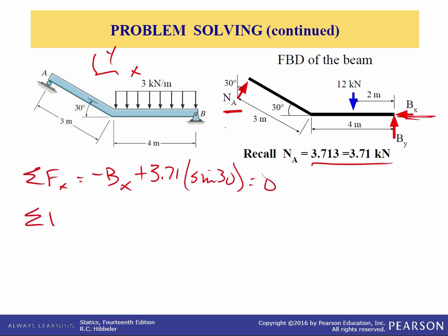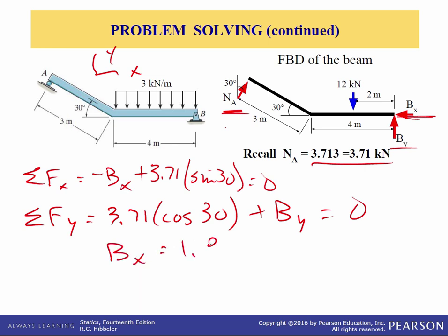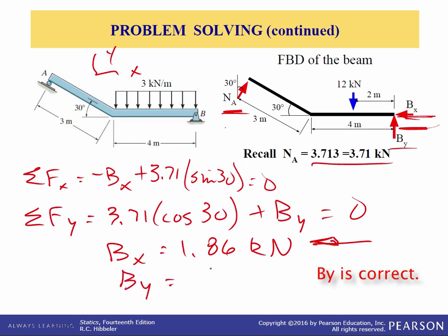And that has to be equal to 0. And then summation of forces in the y. We have the vertical component of N sub A. So that's 3.71 times cosine of 30. And that is positive. And then we have the reaction force at B, so it's plus B sub y. And that has to equal 0. And you can solve those two equations and you get B sub x is equal to 1.86 kilonewtons. It came out positive, so it means the initial direction was assumed correctly, so it's that way. And B sub y comes out to be 8.78 kilonewtons.